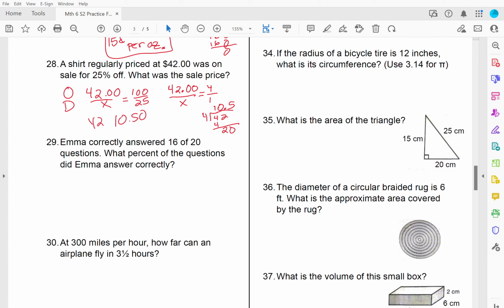And we're going to subtract that from the $42. I'm not giving myself enough space anymore. Okay, so we have 42 minus 10.5 will give us $31.50. So that is the sale price. 25% less than 42.